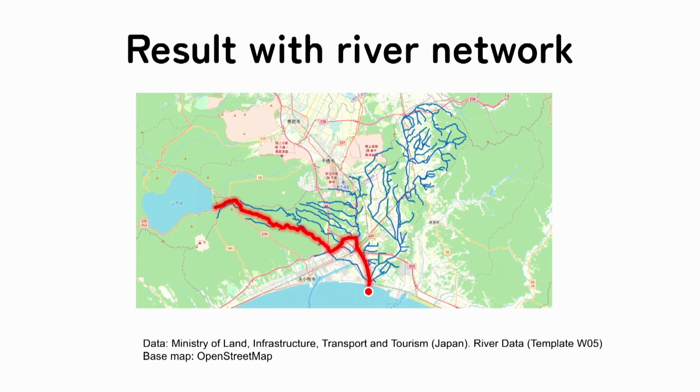Here's a practical example using river network data of Japan. The red line shows the main stream, the longest flow path from our starting point, which is near the shore. This is exactly what we needed for determining the main channel in hydrological analysis.